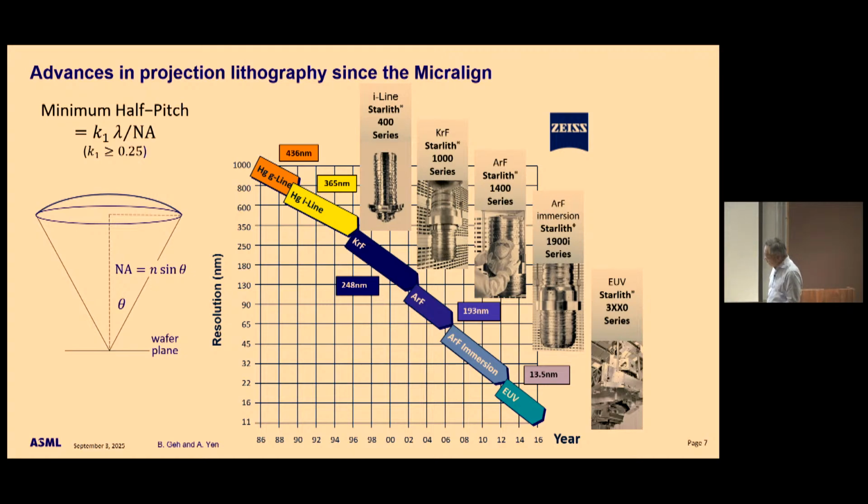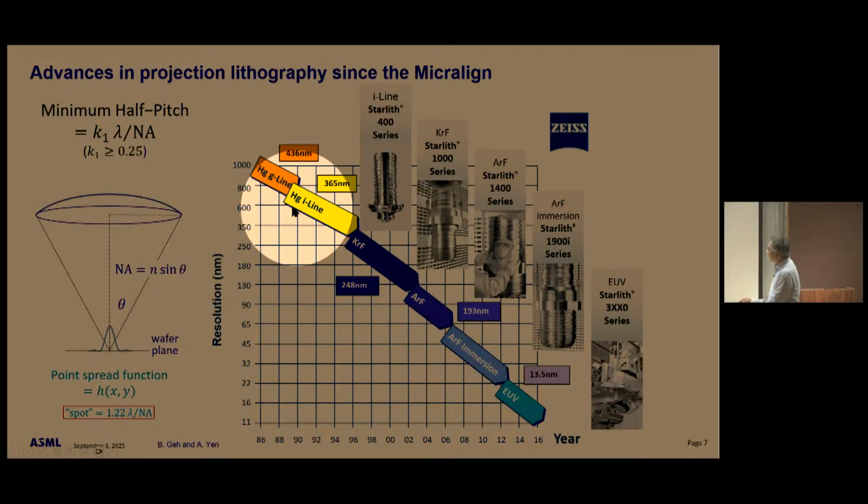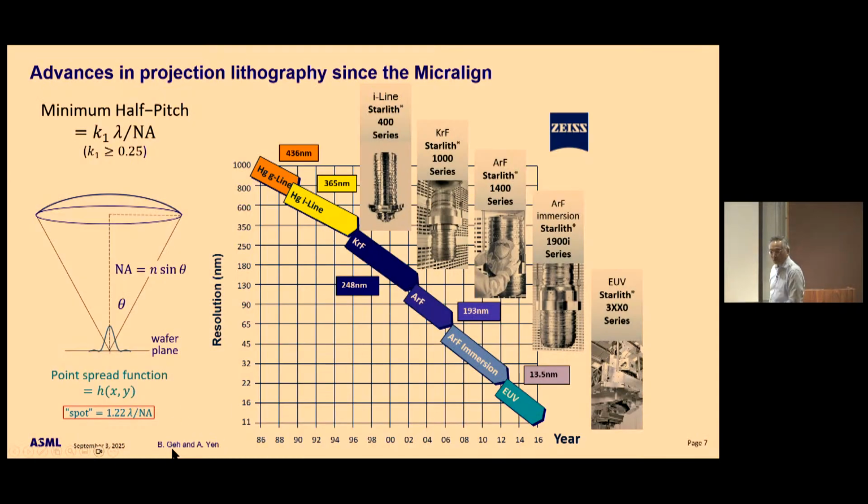Why? Because in the early days, we did not think optical lithography could go beyond this. Why exactly this thing? This is called a point spread function, right? Because the NA is cut off here. So if you have a point source, an object on a mask, you never get a point here. You get a diffraction-limited point spread function, which is this spot, which is 1.22 lambda over NA.